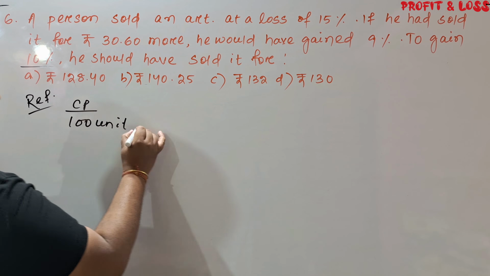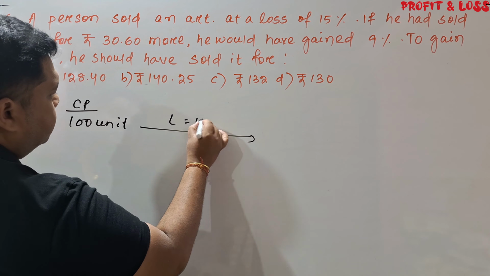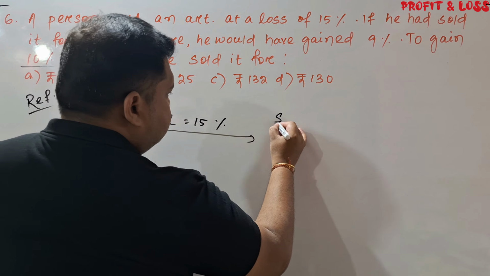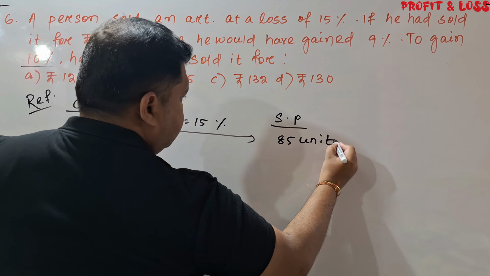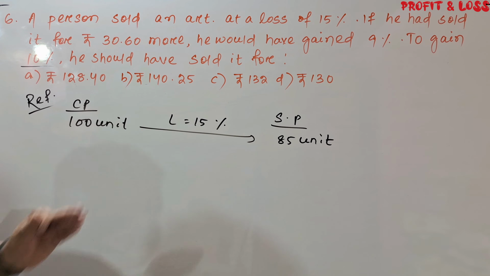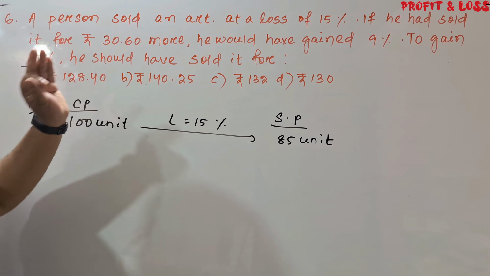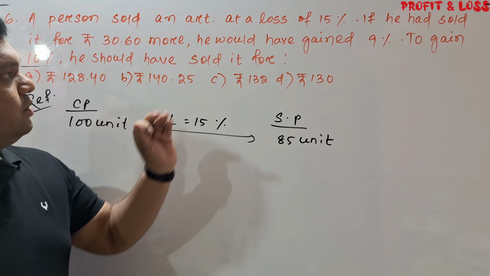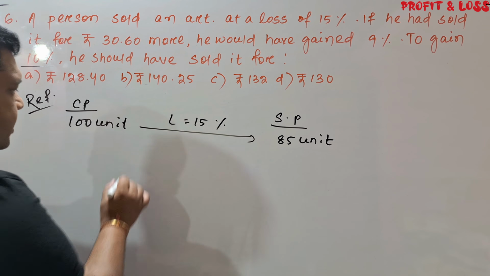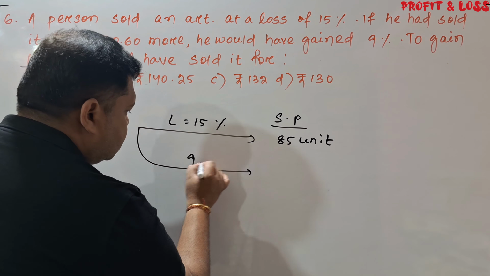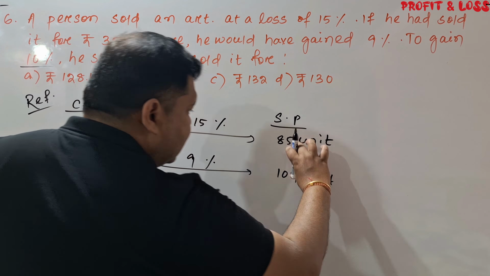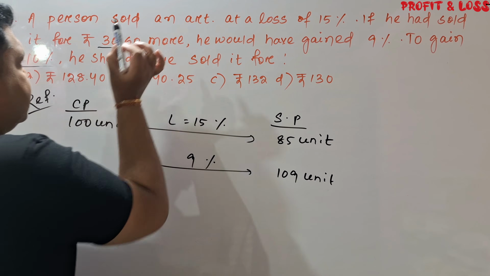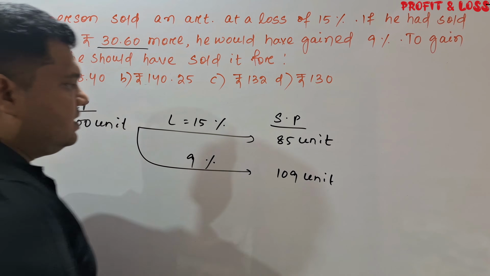If cost price is 100 units, loss given is how much? 15%. Then selling price is what? Selling price is 85 units. Done. Then what is given? If he had sold it for rupees 30.60 more, he would have gained 9%. I mean, to gain 9%, selling price is 109 units. And this gap is how much? Its real value is 30.60.